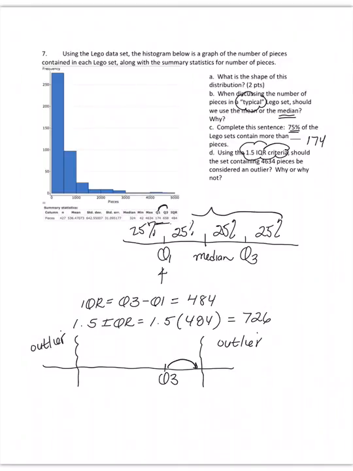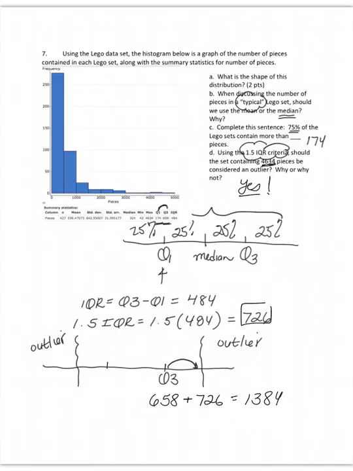So we can see here that Q3 is 658, so we would have 658 plus, and we just found out that 1.5 IQRs is 726. And so if we take 658 and add 726, we get 1,384. So anything beyond 1,384 would be unusually high. And so here we can see that's well beyond our fence. And so the answer would be yes, it's an outlier. Why? Because it's beyond the upper fence.